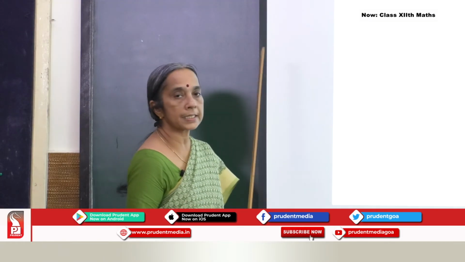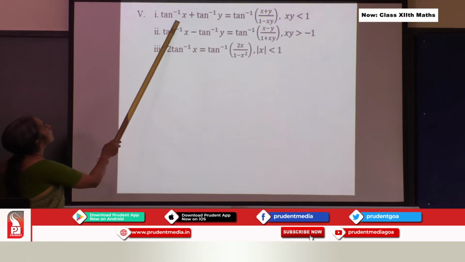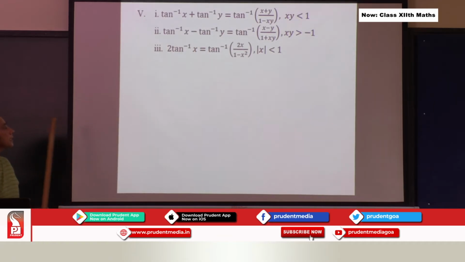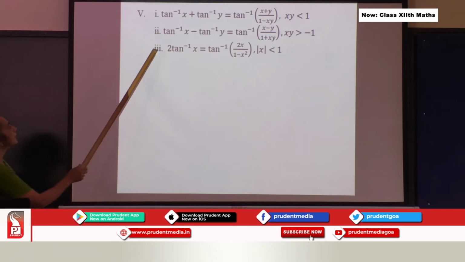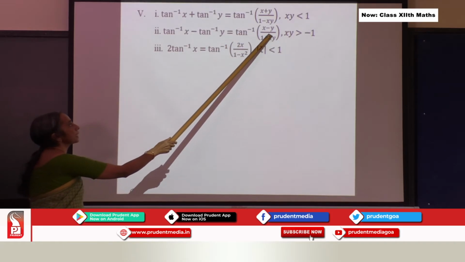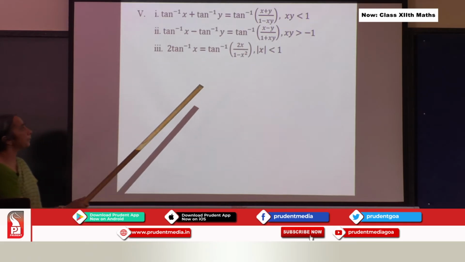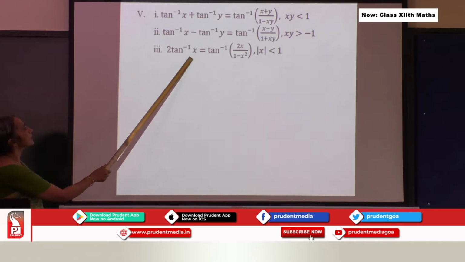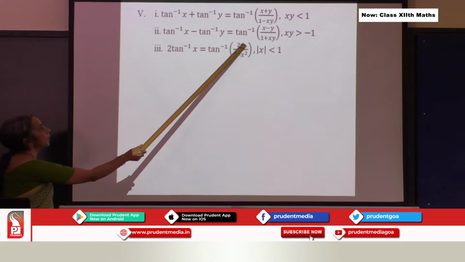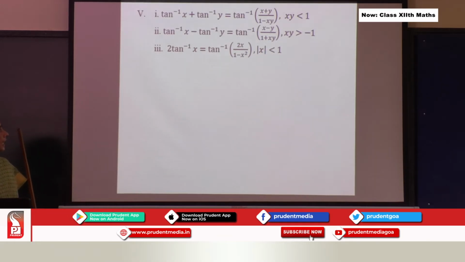Now, next set of properties: tan inverse of x plus tan inverse of y is equal to tan inverse of (x plus y) upon (1 minus xy). Tan inverse of x minus tan inverse of y is tan inverse of (x minus y) upon (1 plus xy). There are some conditions. Conditions should be satisfied, very important it is. 2 tan inverse of x is tan inverse of 2x upon (1 minus x square) when modulus of x is less than 1.